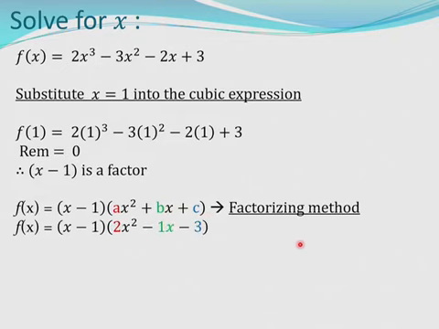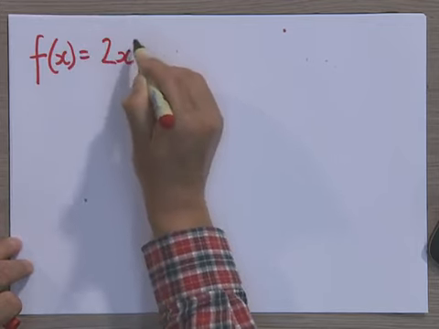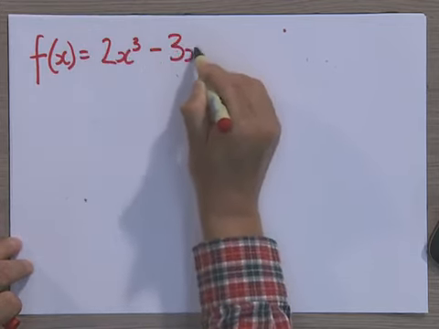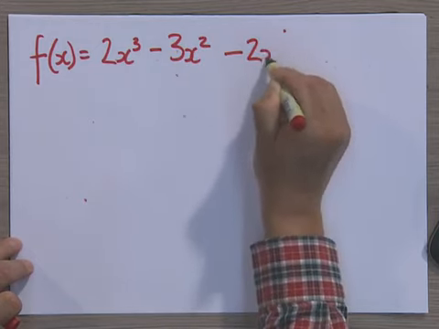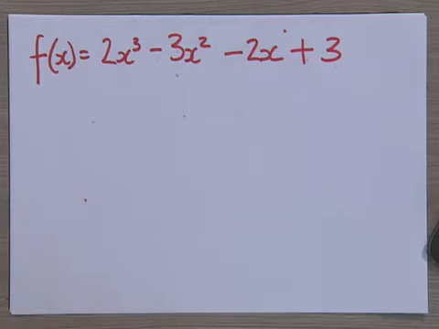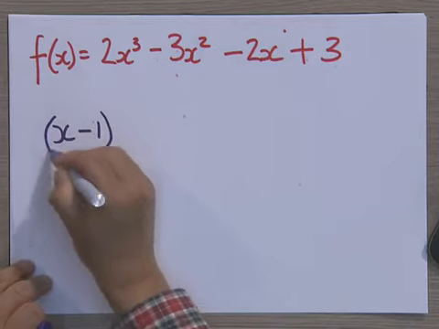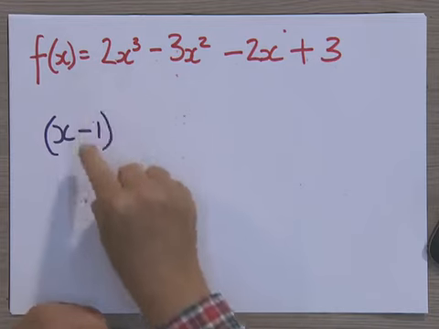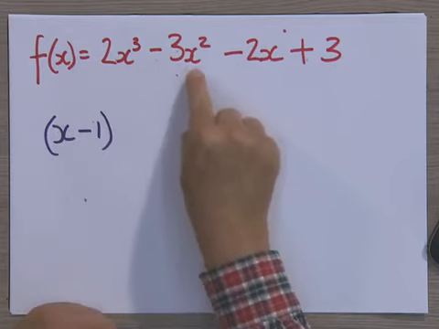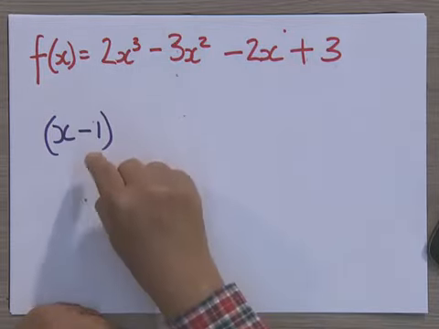Now we have an interesting situation. Initially we have f of x is equal to 2x cubed minus 3x squared minus 2x plus 3. We have just established that x minus 1 is a factor. How did we establish that? Well, we substituted positive 1 into all these x values, and we found out that the remainder is 0. So therefore, x minus 1 is a factor.